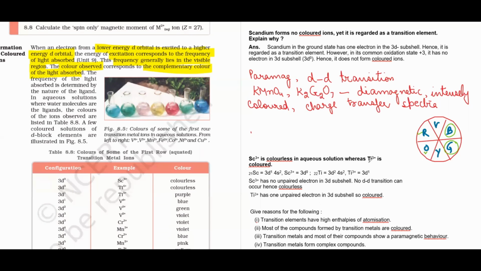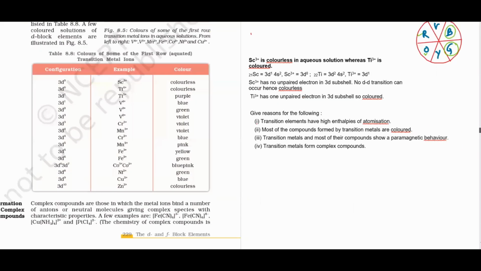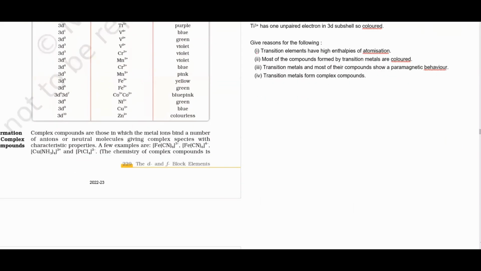Scandium is colorless in its compounds, while titanium is colored. Again, you will write the electronic configuration and check para and dia. The one which is paramagnetic is colored, the other one is diamagnetic. Give reasons for the following: transition metals have high enthalpies of atomization. We have already discussed it earlier. Why? Because of small size, more number of valence electrons, and hence stronger intermetallic bonding.